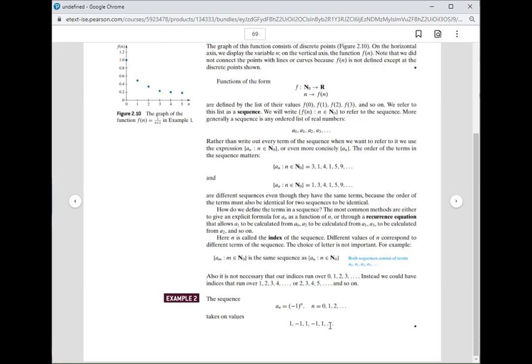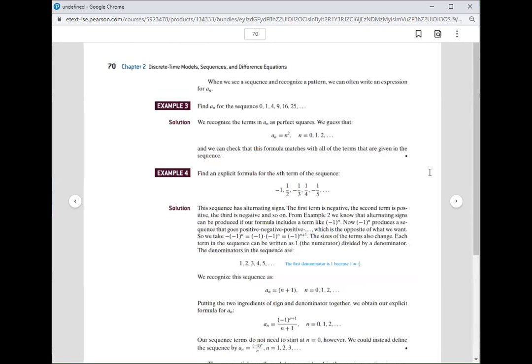So the sequence takes these values. Just another example here. You can see that it starts from 0 and then 1 and then 4. So that means A0, A1, A2, A4. So in general, a_n equals n squared. Find an explicit formula for the nth term of the sequence.